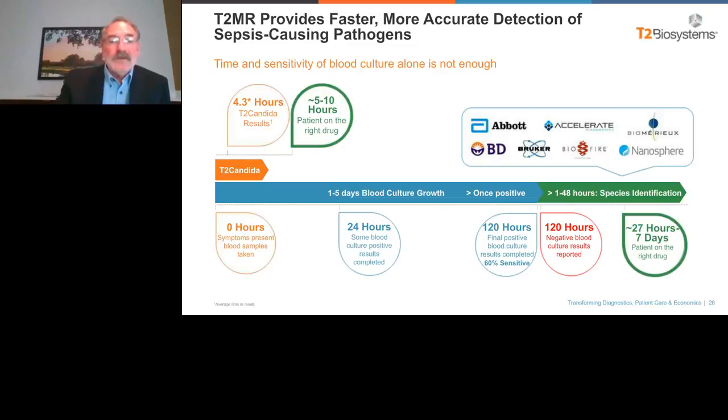With routine blood culture, you see at 0 hours, you have symptoms present. You take the blood culture samples. At 24 hours, some blood cultures may be positive. The average time, however, is about 48 hours. Once positive, you can have up to 120 hours where the blood culture results are completed and species identification has been assigned. Shorter times with MALDI or other molecular platforms, and certainly 120 hours for negative blood culture results to be reported, and therefore 27 hours to 7 days for the patient to get on the right drug or get off the wrong drug.